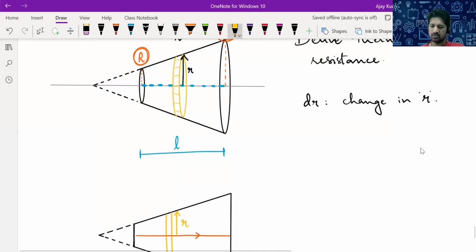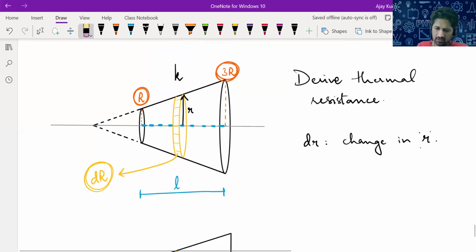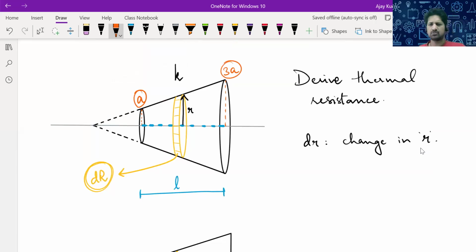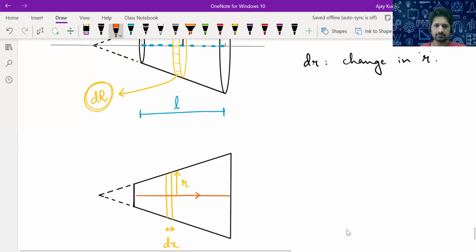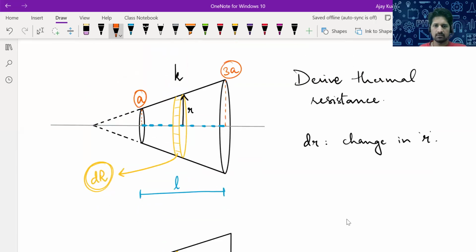So the idea now is to express the thermal resistance of one disk. Since it's a thin disk, it will have a small thermal resistance. Let us use the symbol R for resistance only. For radius, I will use the symbol A. Let's say this radius is A and the last radius is 3A, just to avoid confusion. Capital R stands for resistance. A and small r, they stand for radius.